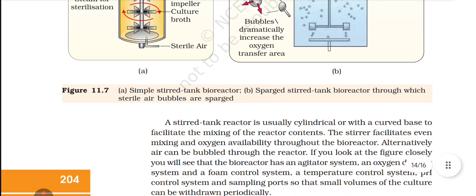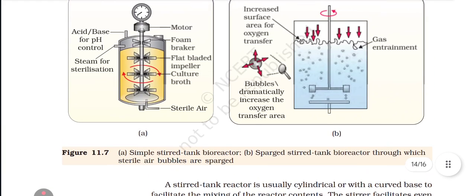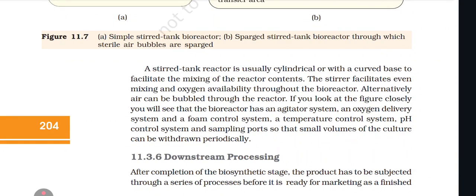Agitator means it will rotate the contents, okay. And an oxygen delivery system, here there is also an oxygen delivery system. And a foam control system, a temperature control system, pH control system, and sampling port so that small volumes of the culture can be withdrawn periodically.